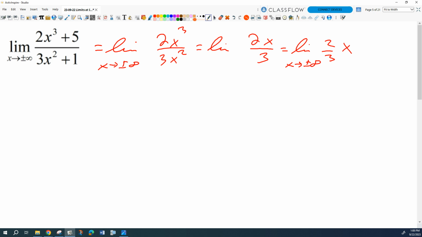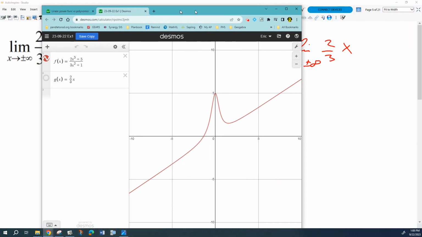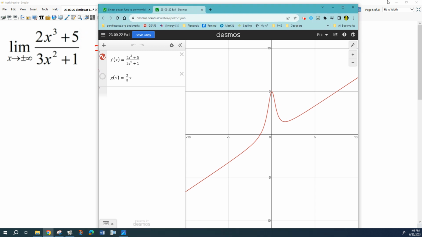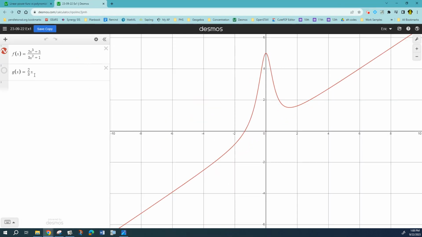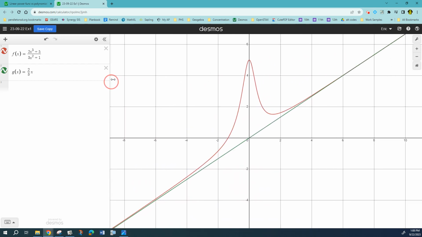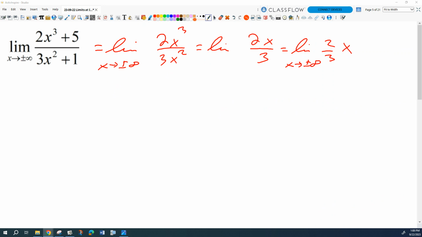Agreed? And if we look at a picture of it, it looks like this, right? There's the original function, okay? And if I look at the behavior of just the 2/3 x, what do you notice? Well, for small values of x, the green function, which is, in this case, the red one. I got them kind of backwards, right? So that's the green function on my graph, and that's the red function on my graph. Here, let's change the colors around so they match.